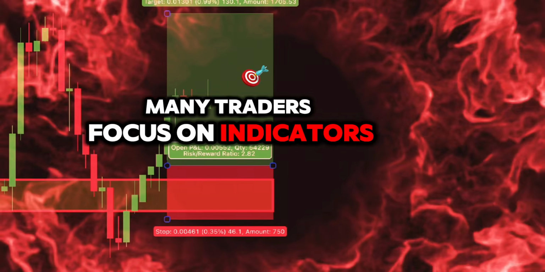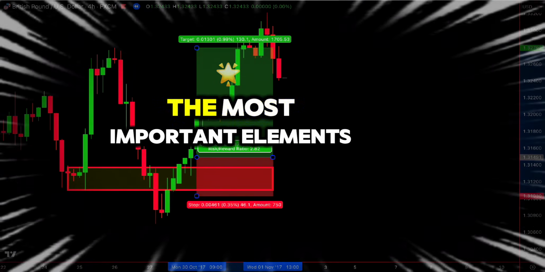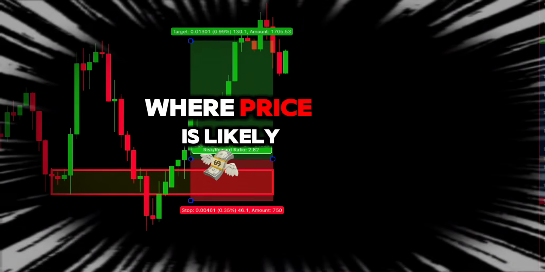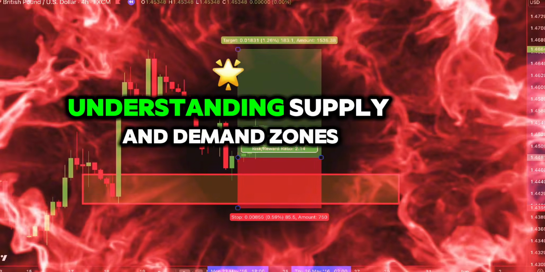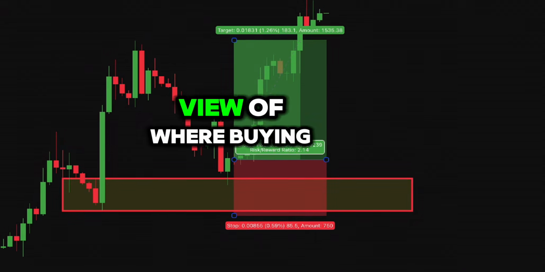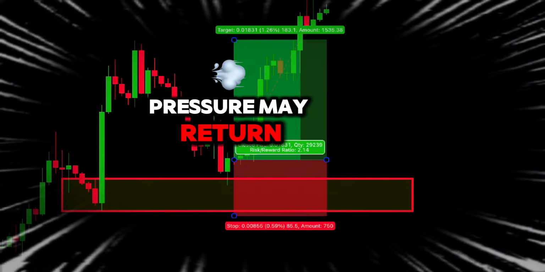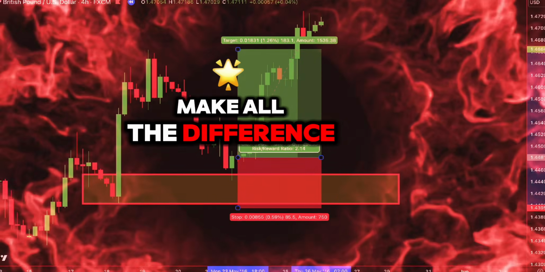Many traders focus on indicators and signals, but overlook one of the most important elements: where price is likely to react. Understanding supply and demand zones gives you a clear view of where buying and selling pressure may return, and that insight can make all the difference.